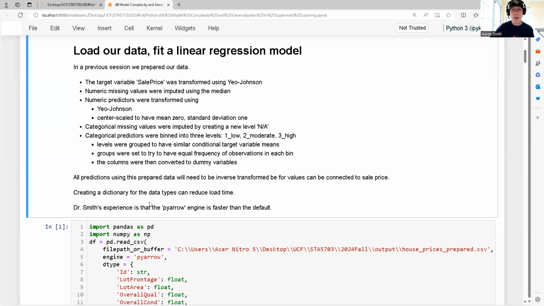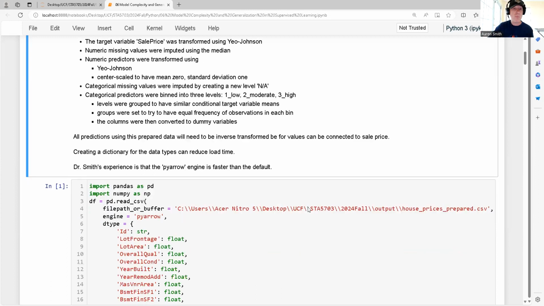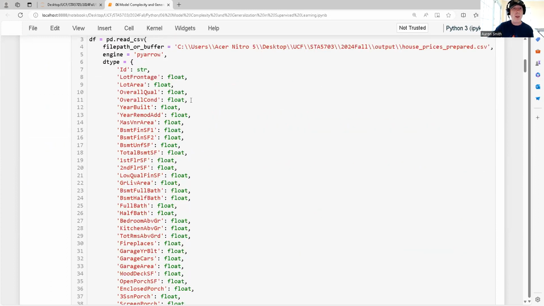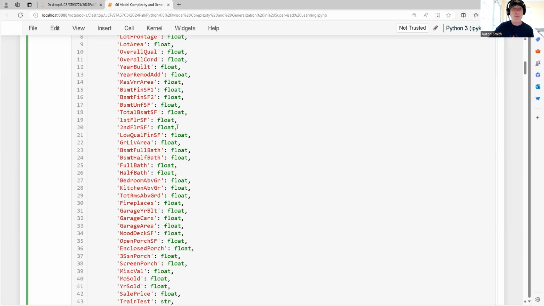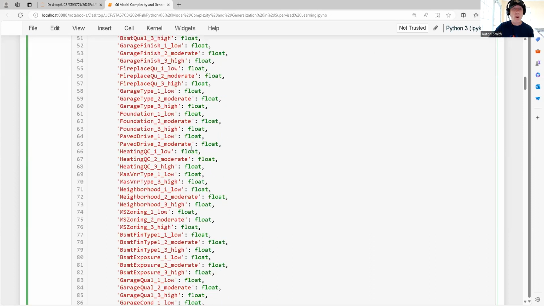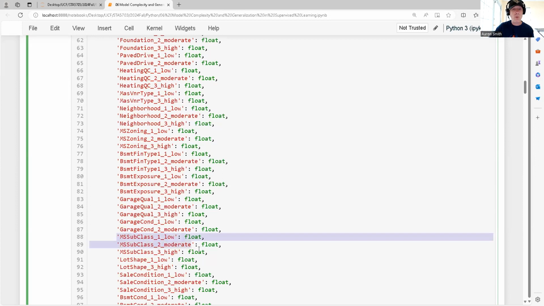And now when I load my data, you'll notice I have a decent size dictionary for the data types. This can greatly speed up the loading of your data. And I'm also using PyArrow to load my data from a CSV. This, in my experience, will greatly improve the time; it's faster. And so you'll notice that I've got ID, and then everything else is a float. And why is it a float? Because all of the categorical data has been converted over to dummy variables already.